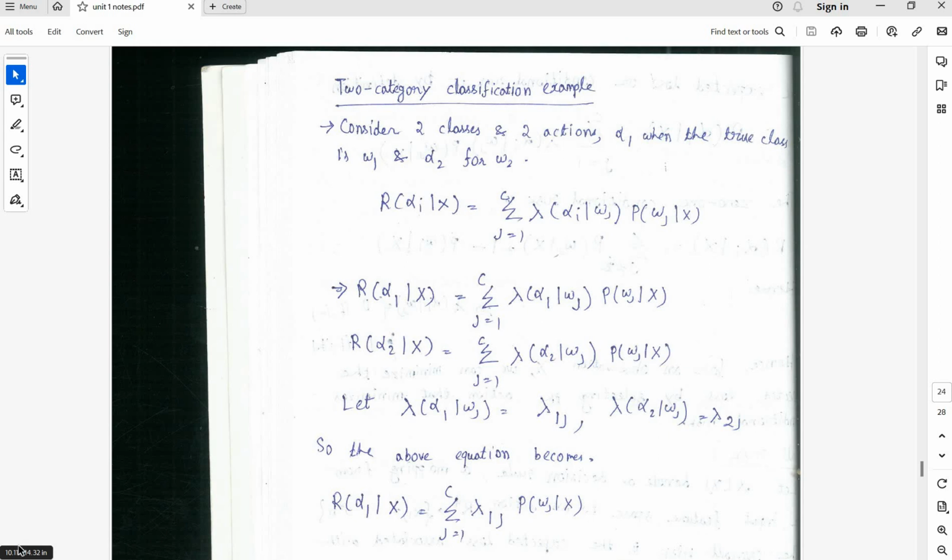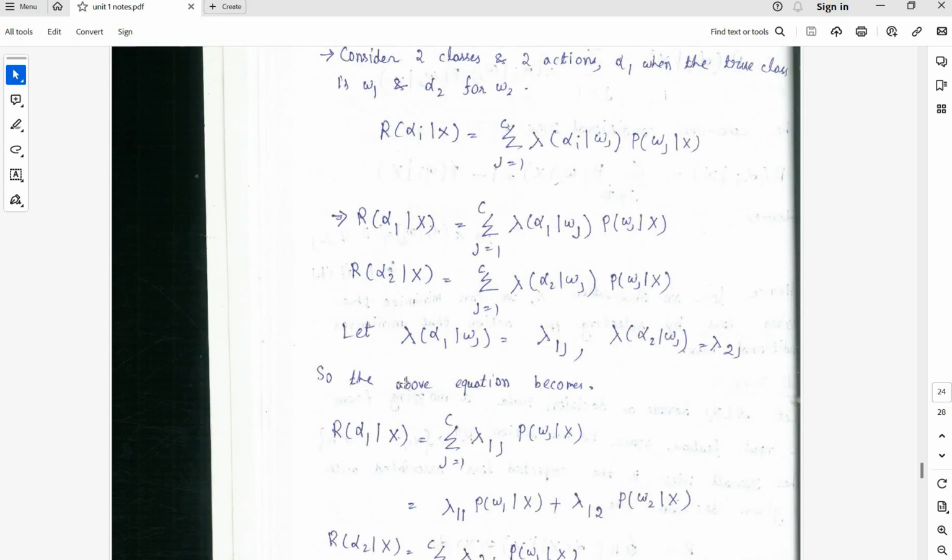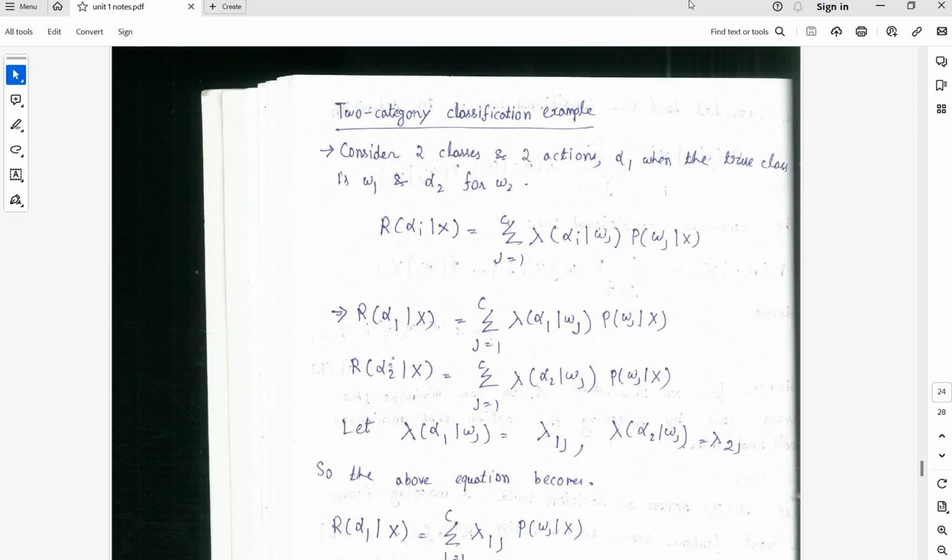Welcome. We're going to see the two-category classification example, Neyman criterion and minimax criterion. Consider two classes and two actions, alpha 1 and alpha 2. The true classes are alpha 1 when it is w1 and alpha 2 when w2.